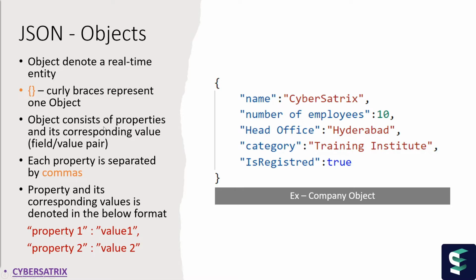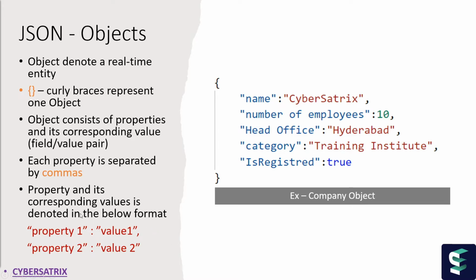And as I mentioned, it consists of properties and their corresponding values, that is field value pairs. For example, if I'm creating a company object here, it will consist of the properties of the company and the corresponding key value pairs. The company name here is CyberSatrix. The number of employees is 10, the head office is in Hyderabad, the category is training institute, and is registered is true. Next thing to observe is that each property of an object is separated by a comma. I have 5 properties here, so up to the 4th property they are separated by commas, and the 5th is not. You should not add a comma at the end of the last property.